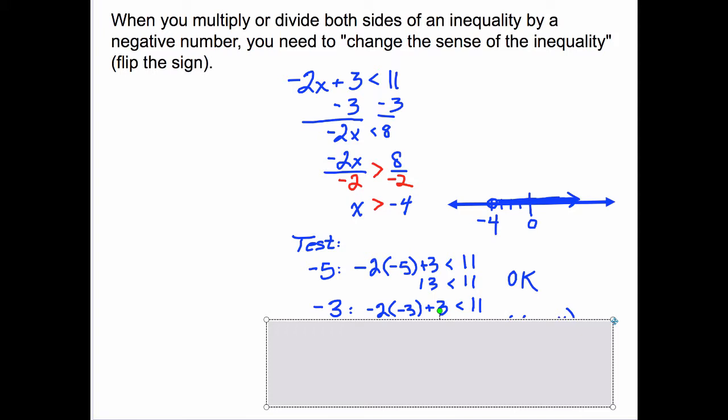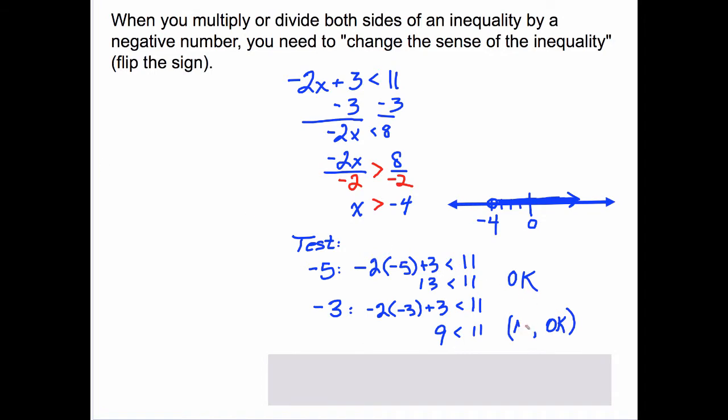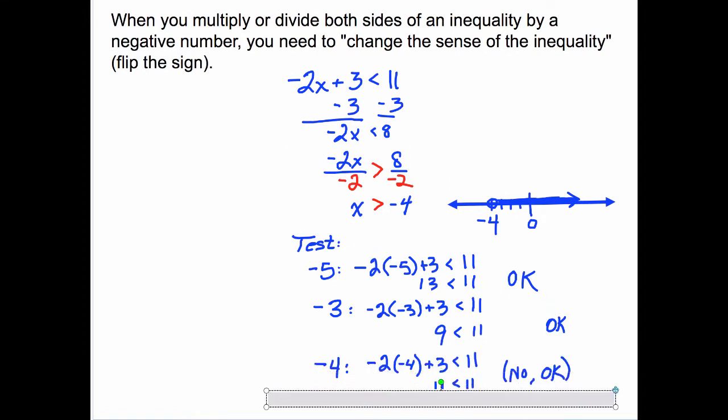Now, let's try negative 3. So negative 2 times negative 3 is 6, plus 3 is 9. 9 is less than 11, and that is true. So that is actually okay as well, because negative 3 should work. Right? And then if we test negative 4, just to be sure, negative 2 times negative 4, that's 8, plus 3 is 11. 11 less than 11? Nope, it's not less than 11, but that's okay.